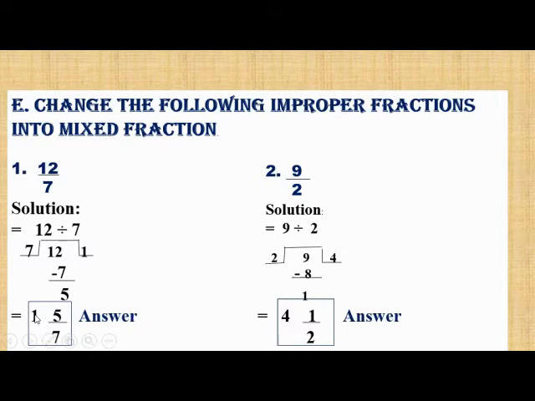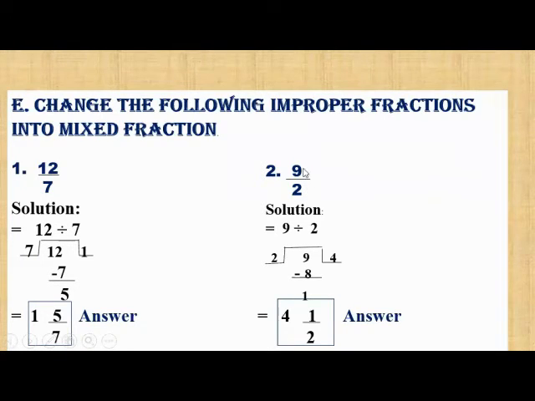How can you write the answer? 1 whole 5 upon 7. This is a mixed number. You can convert an improper fraction into a mixed number. This is question number 1, and now move to question number 2. 9 upon 2. As you can see, this is an improper fraction.